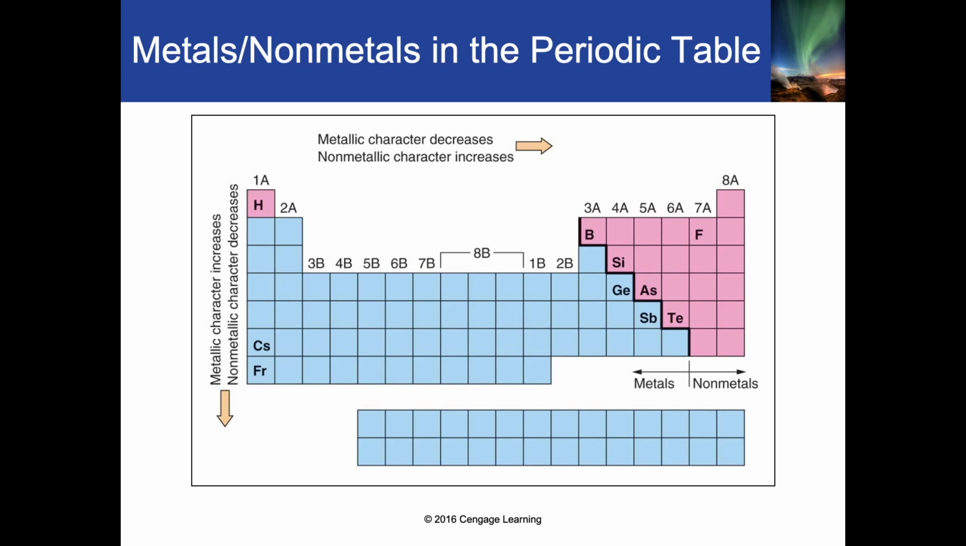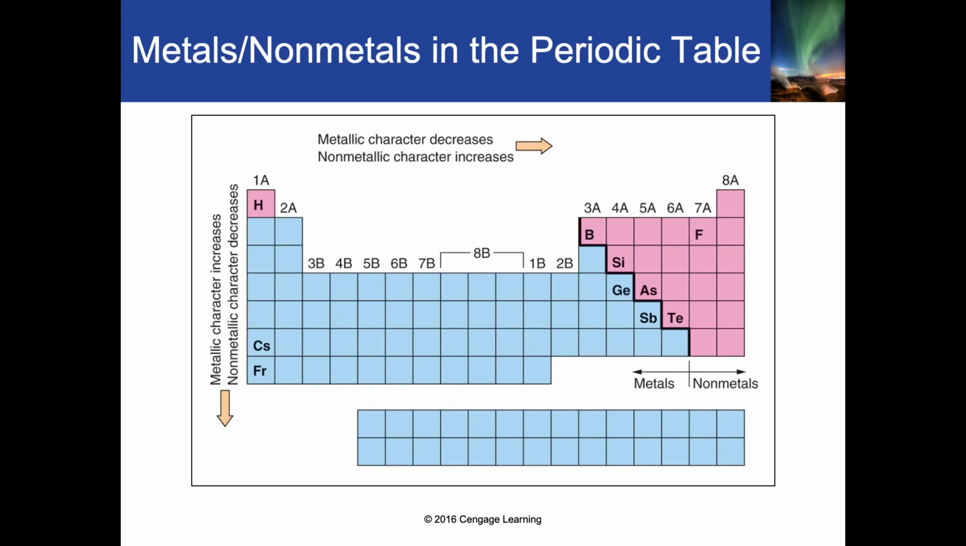So the periodic trend that you need to notice here is that metallic character decreases as you go to the right of the periodic table, but non-metallic character increases as you go to the right of the periodic table. And then when you go down the periodic table, metallic character increases, and then non-metallic character decreases.